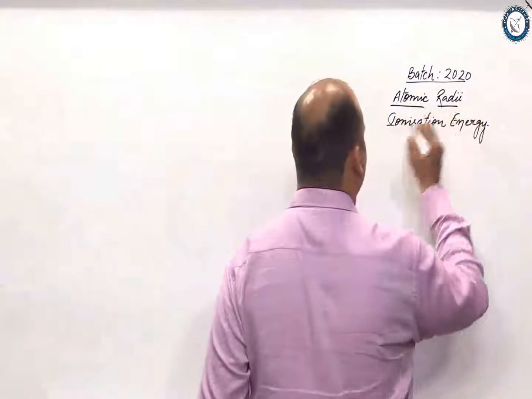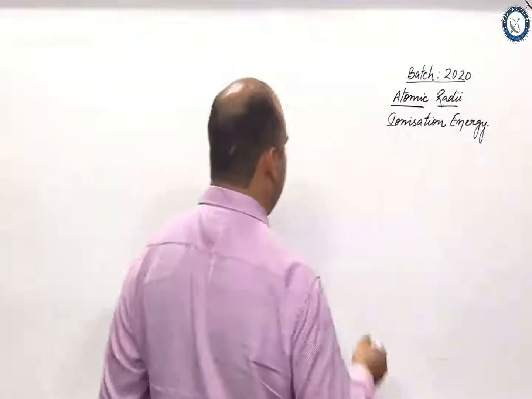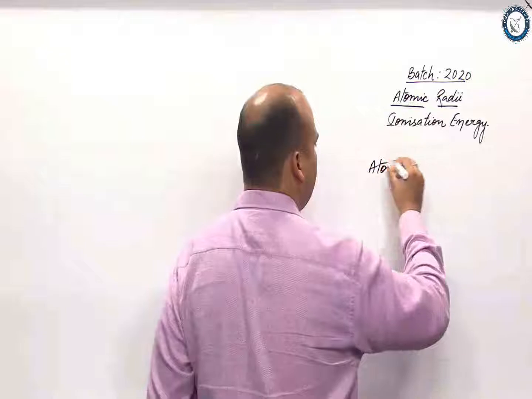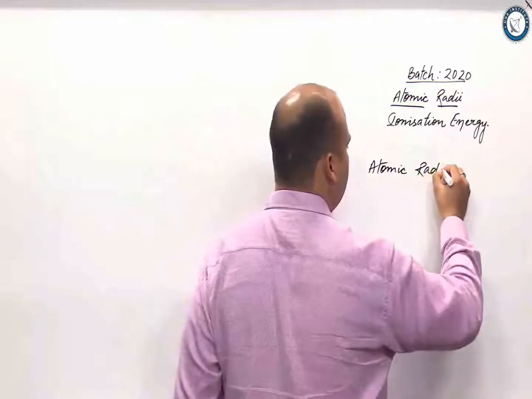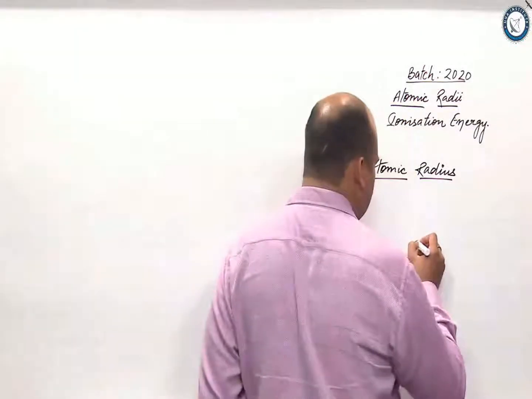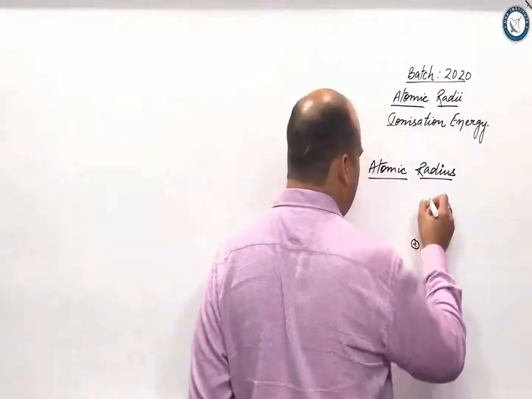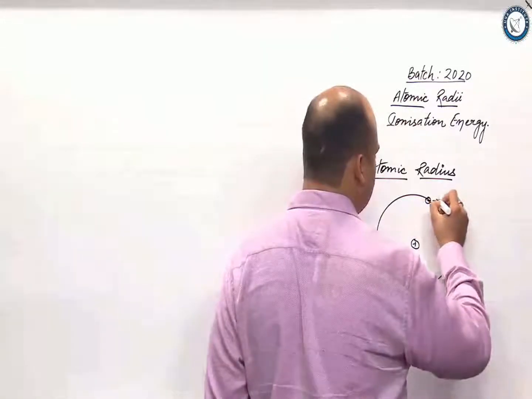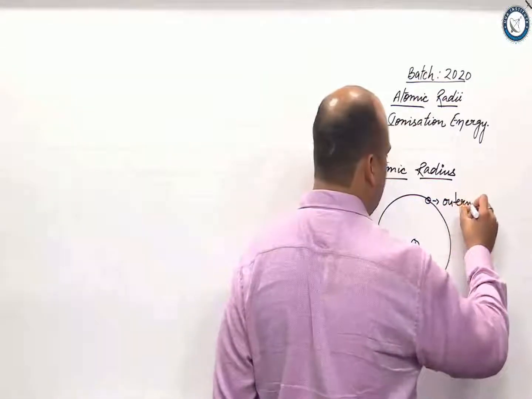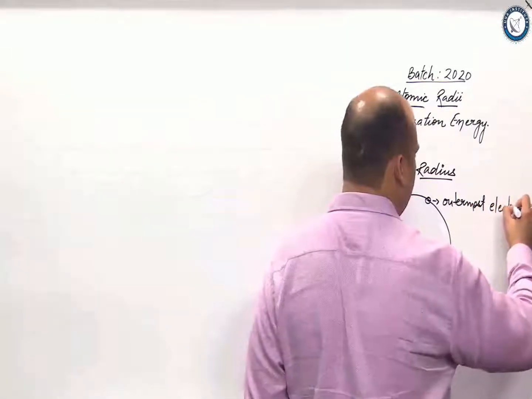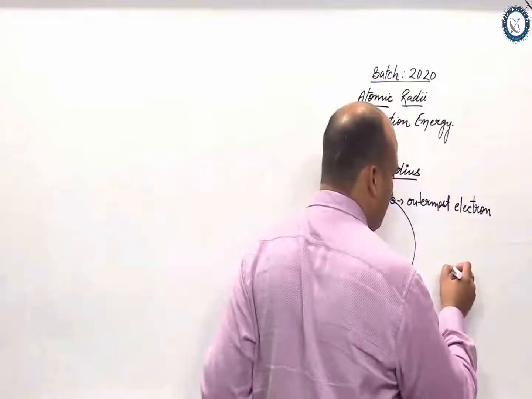Atomic radii, the first topic that we are going to study is atomic radii. When I say radii or radius, don't get worried, it is one and the same thing. So it is basically the distance between the nucleus and the outermost electron.